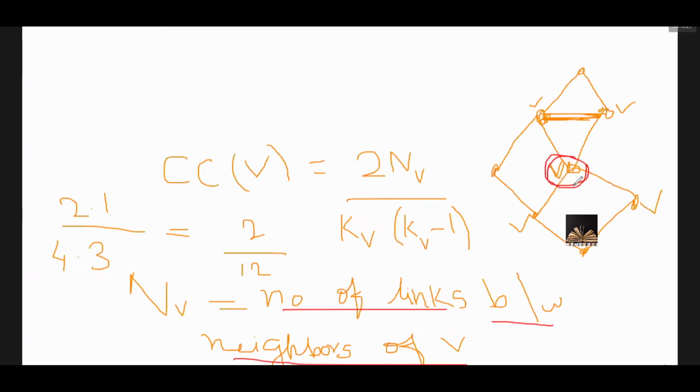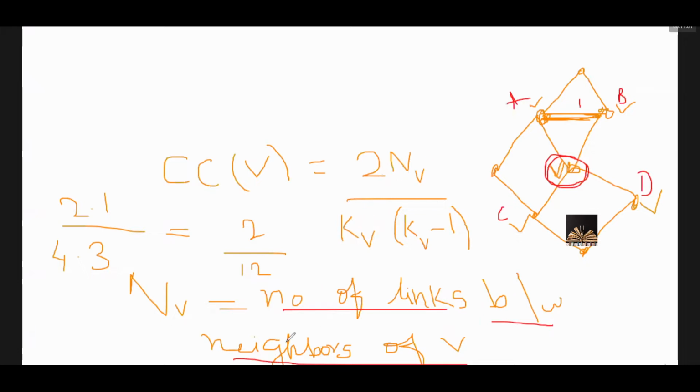Number of links between neighbors of V. So first you have to find the direct neighbors of V. I will name them A, B, C, D. These are the direct neighbors of node V. Now you find how many links there are between neighbors of V. These two have a direct link between A and B. C and D are also neighbors of V, but they don't have any direct link. So you have to find the direct links between the neighbors of V. As we have only one direct link, I have taken NV as 1. So 2 into 1 divided by KV.